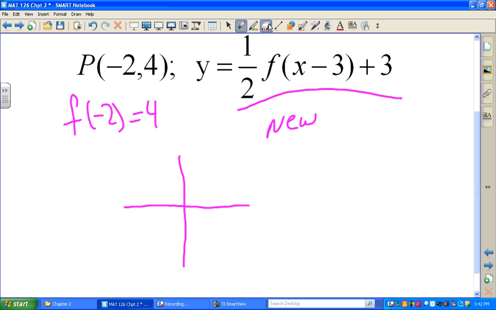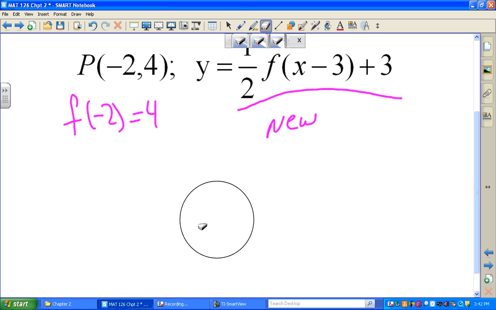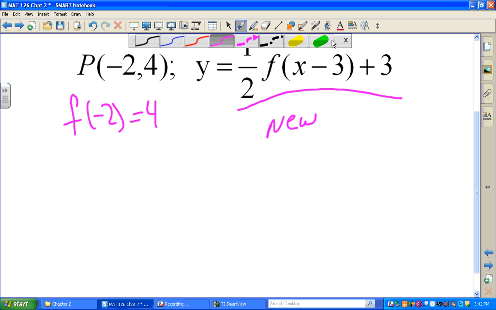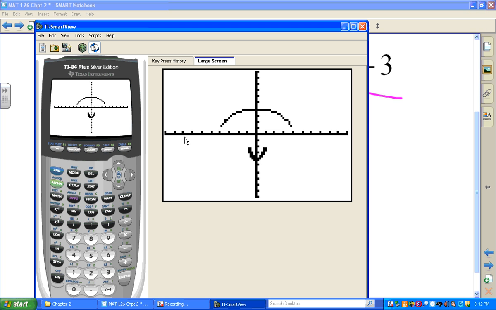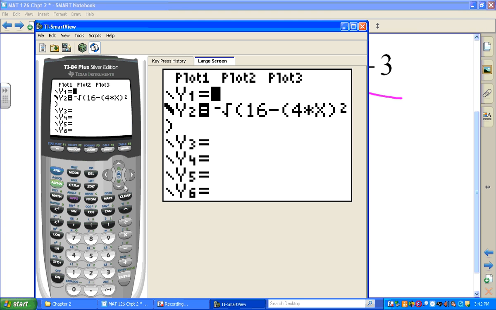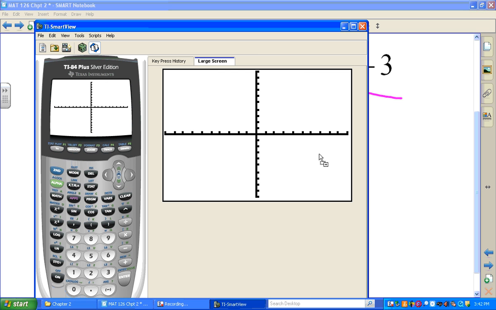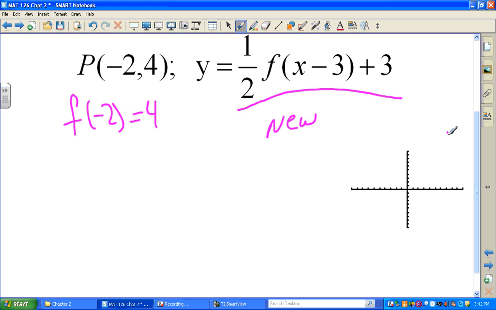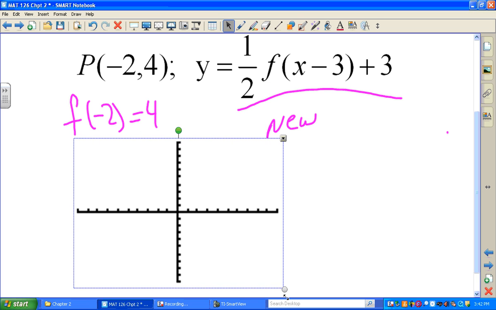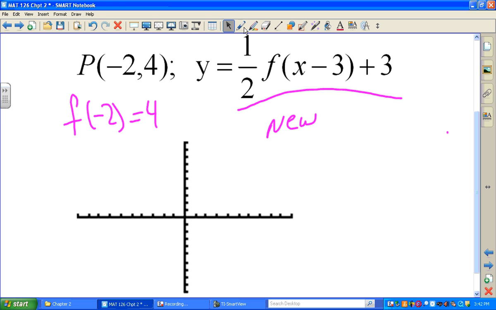Actually, I want something better than that. Oh, I know. I'll just go to my calculator. I'll take the graphs off, clear. That gives me a nice grid to work with, as long as it doesn't go past 10, -10. You guys can use a sketch. That's fine. So my original graph starts off at -2, 4. All right, I'm going to put a dot there. A big red dot.